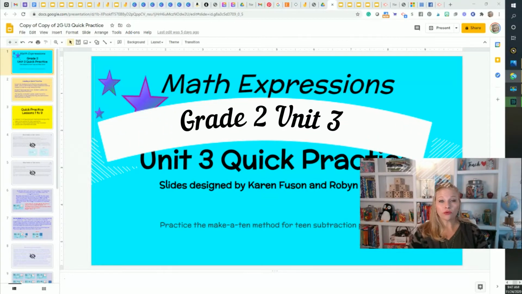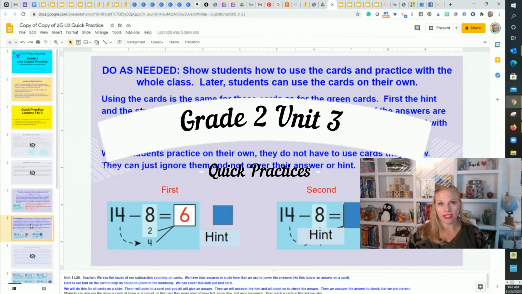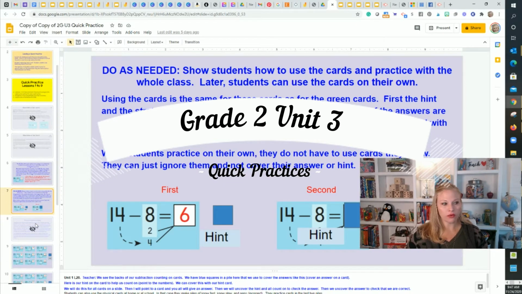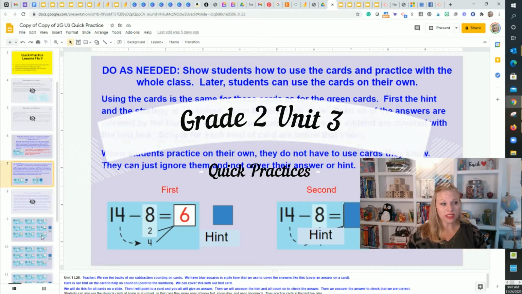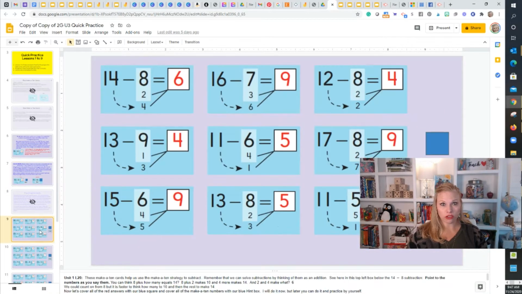Okay, second grade, Unit 3 quick practices. Let's get started. In lessons 1 to 9, you're actually using the blue Make a 10 cards. Now, there are several different slides here where Dr. Fusen has given you some directions and has told you the purpose of the cards, how to use the cards, and so on and so forth.